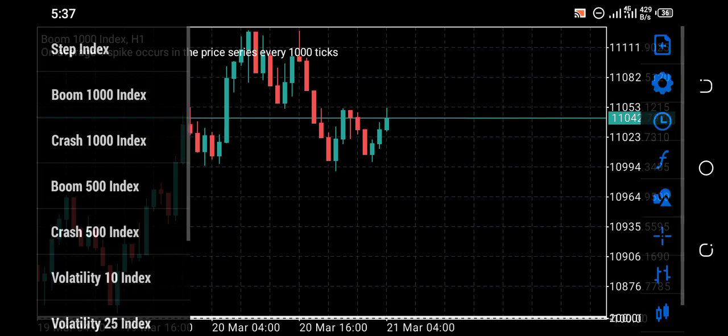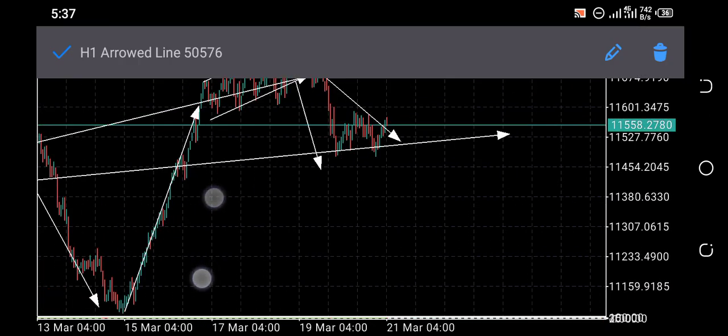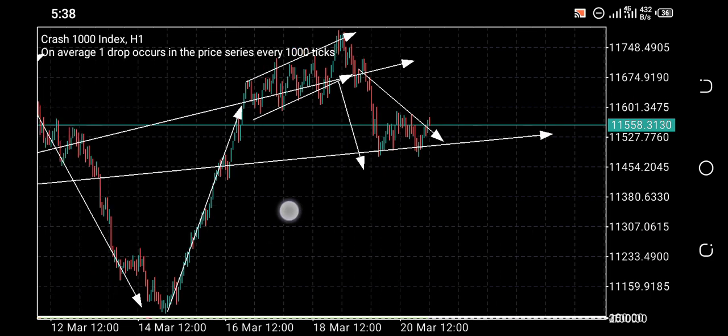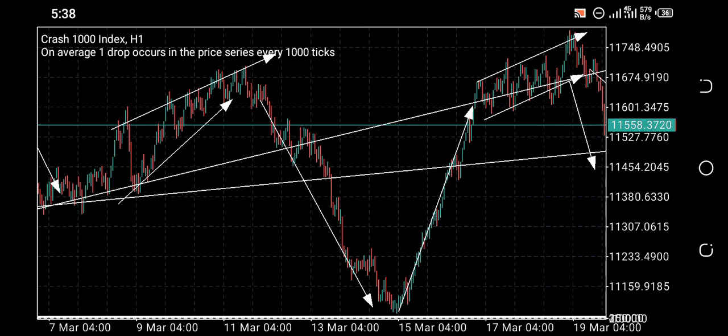So real quick, let me show you this chart. I'm on Crash 1000 presently. This is a chart, and what do you notice? You notice a whole lot. This is just too much. This is wild, man. Like, seriously, this is excessive. So this chart represents how not to draw your trend lines. You get? Hashtag how not to draw your trend lines.